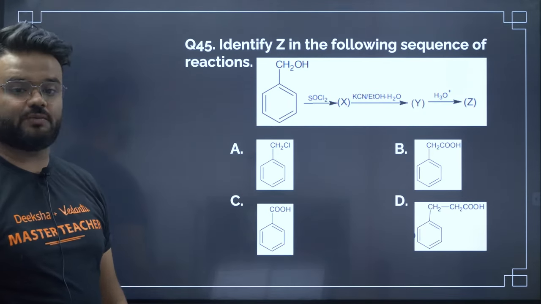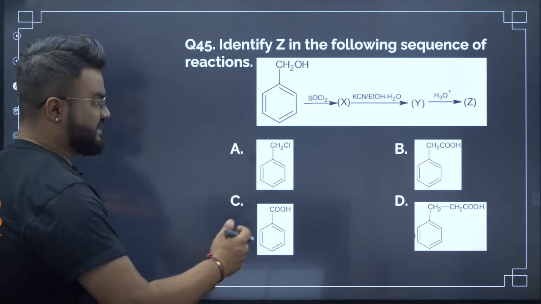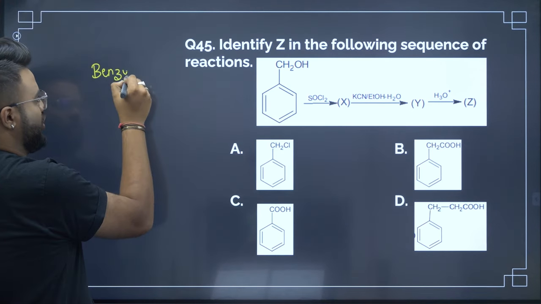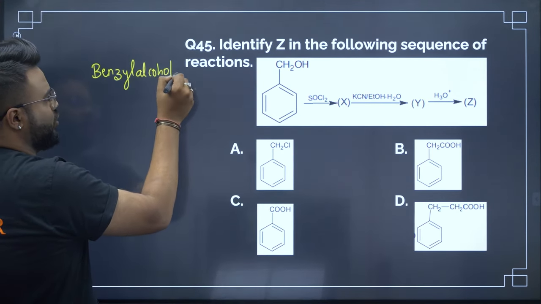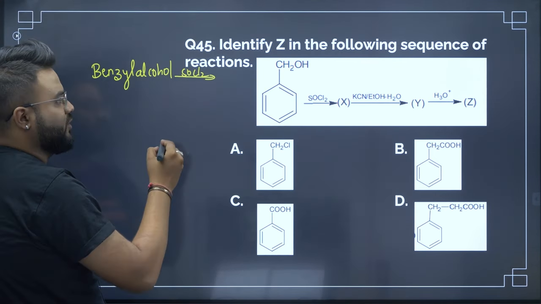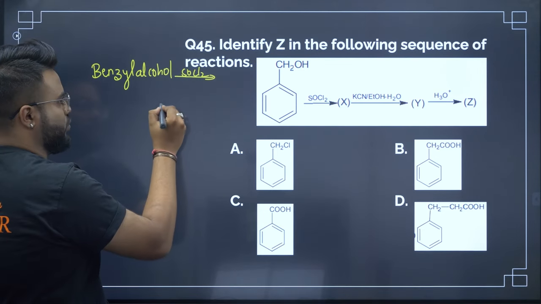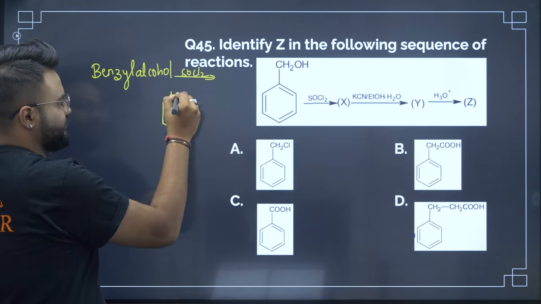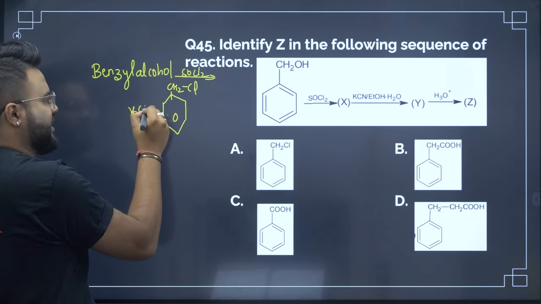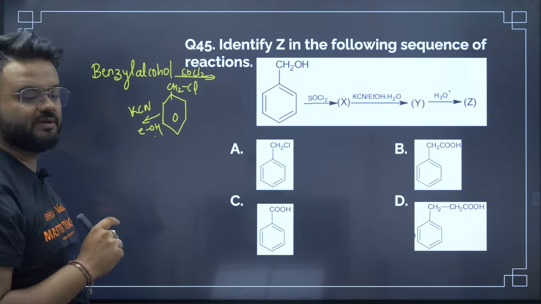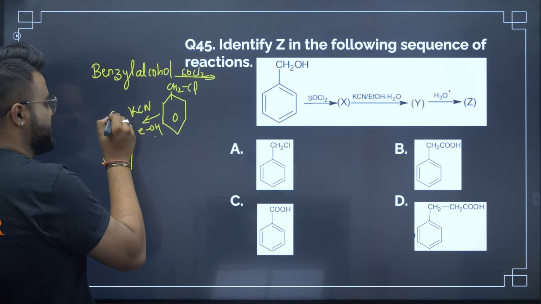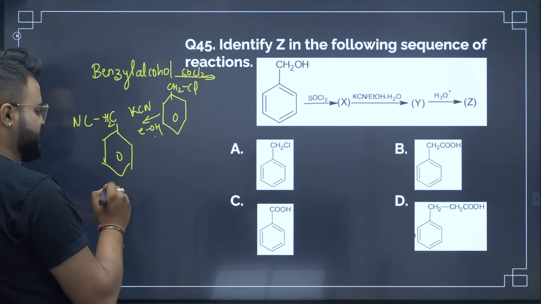Identify the Z in the following sequence. In this following sequence, you have to identify the Z. So, what is this? This is your benzyl alcohol. See here, benzyl alcohol is already there, so I'm not writing it. When benzyl alcohol reacts with thionyl chloride, what does it form? It forms benzyl chloride, benzene CH2Cl. When benzyl chloride reacts with potassium cyanide in the presence of ethanol, what does it form? Benzyl cyanide. Again, it has CH2Cl. So it will form benzyl cyanide.